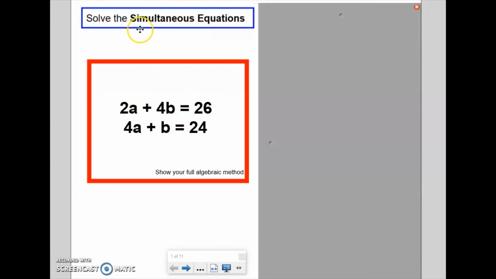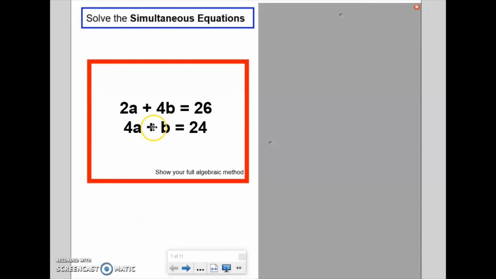The word simultaneous means two things happening at the same time, or two or more things. So therefore we need to solve both equations at the same time. We need to solve the equations simultaneously. I'm going to talk you through a full algebraic method on this side of the screen, showing you exactly how you should set out your working when you're trying to solve a simultaneous equation.